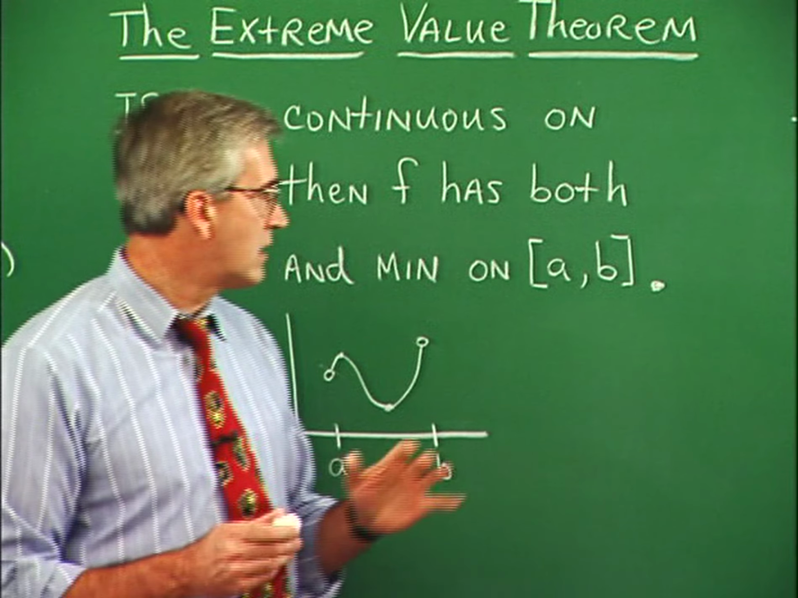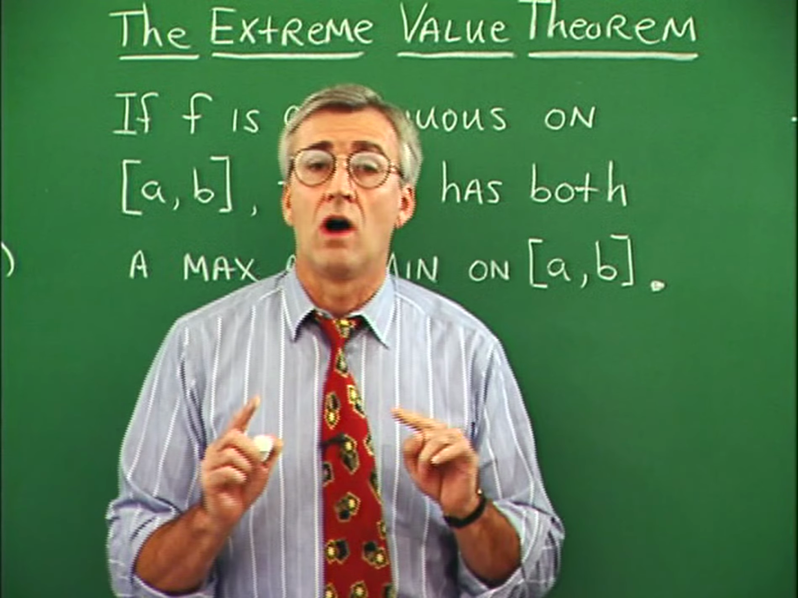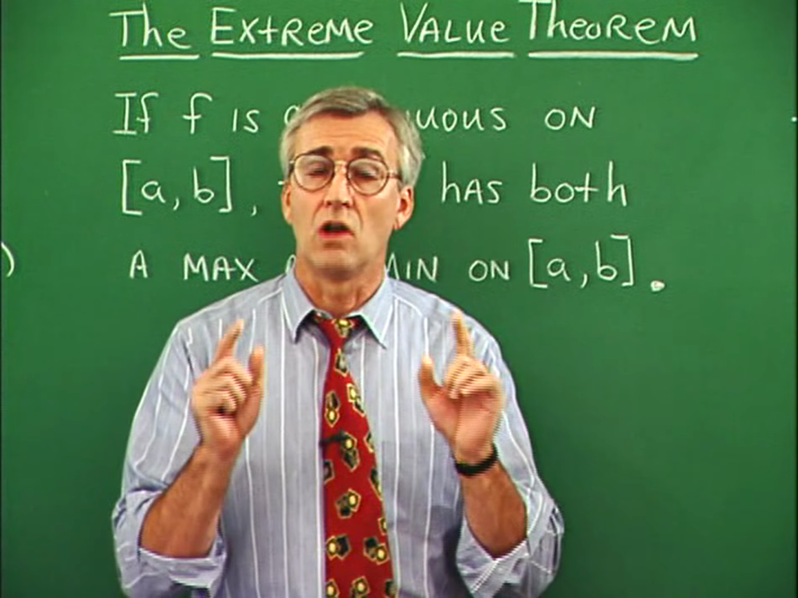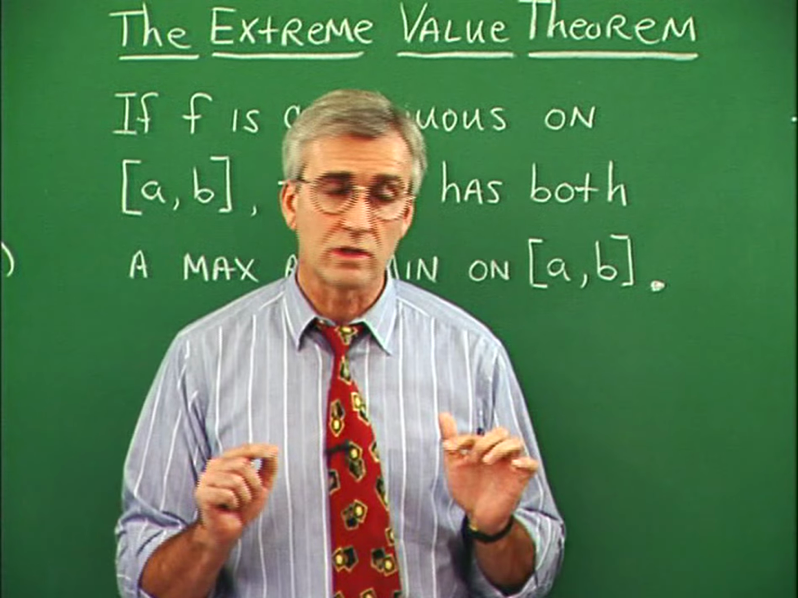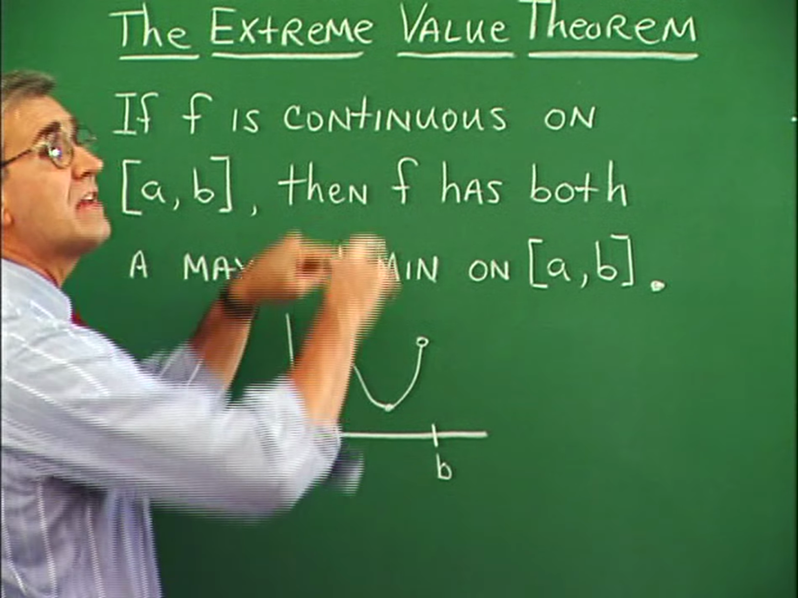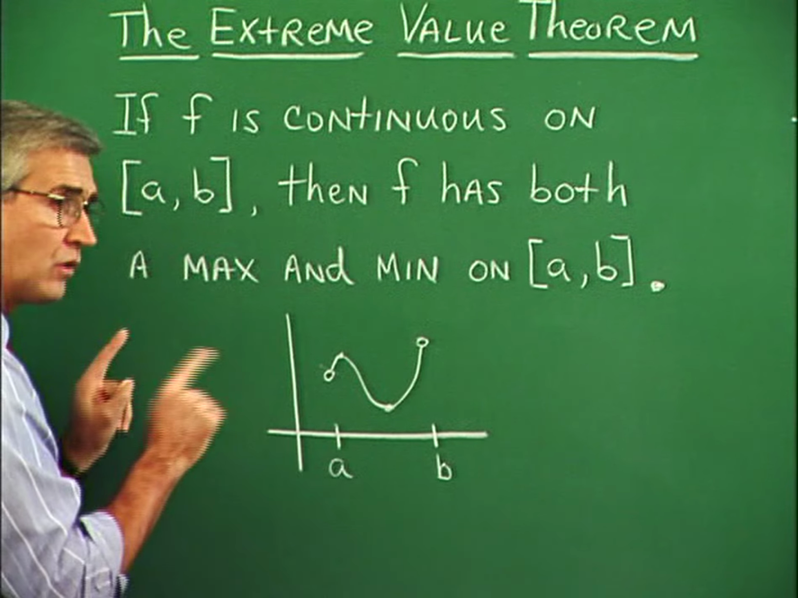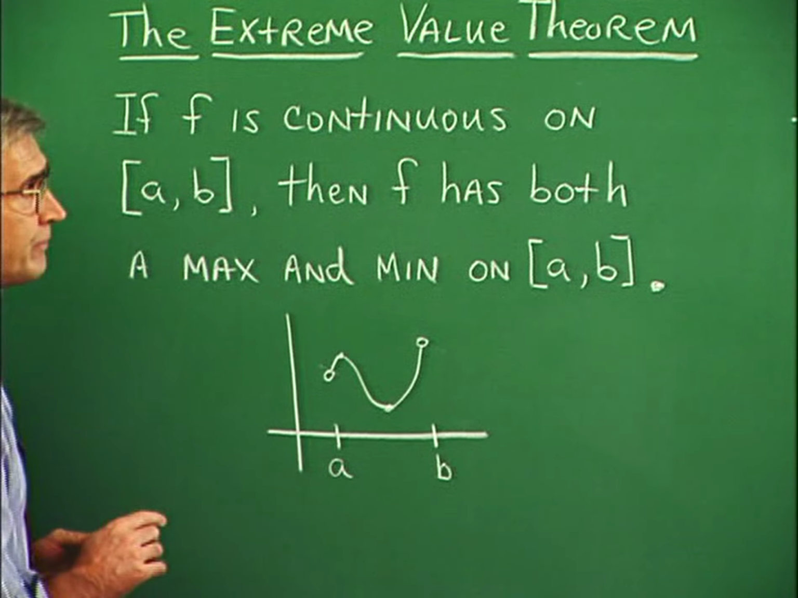So it's important that for us to have both a maximum and a minimum for a continuous function along an interval, the interval has to be closed. Now, sometimes there will be both a maximum and a minimum even if it's open, but we guarantee a max and a min if it's a closed interval and a continuous function.